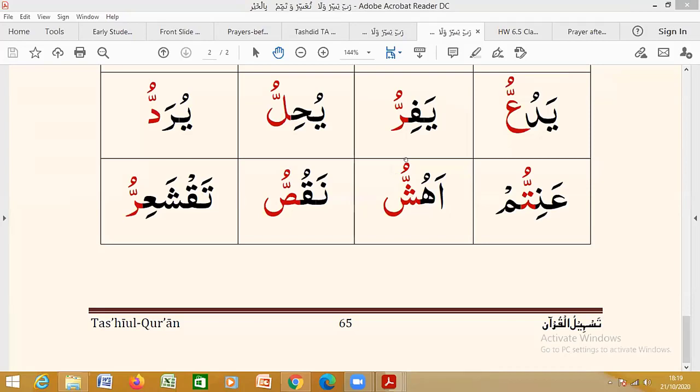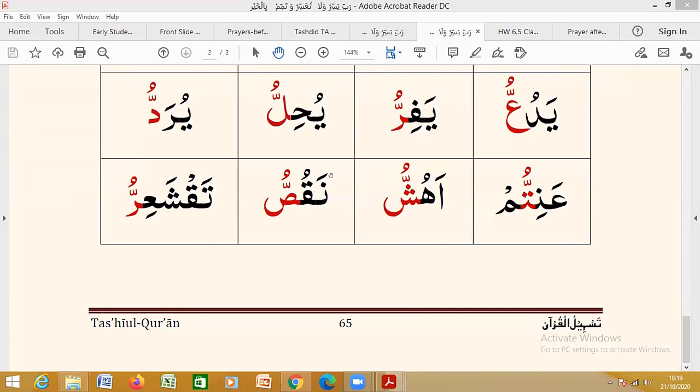Now we have to look at what sign is on the sheen mushaddad. So we can see that the sign is a dhamma sign. So that means we have to round our mouth, okay? So we have to take that sound of hush and then add the dhamma sound. Hushu. Ahushu. Excellent. Well done.